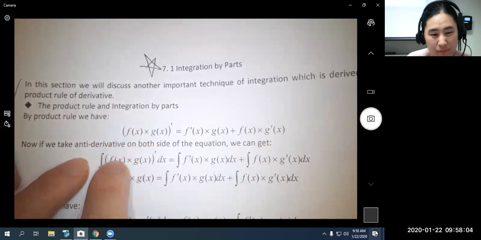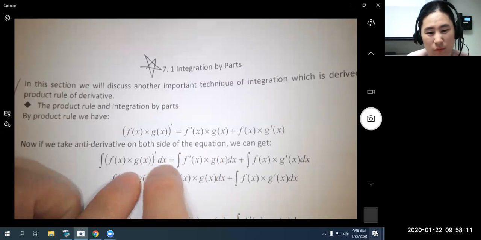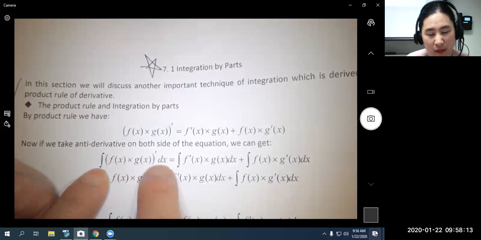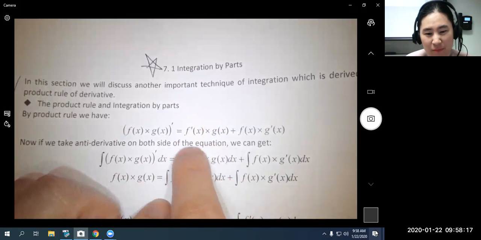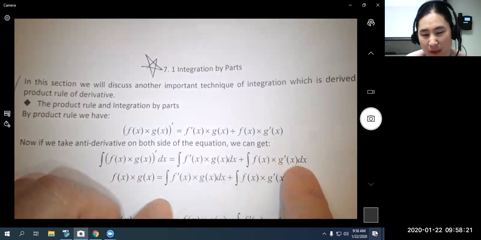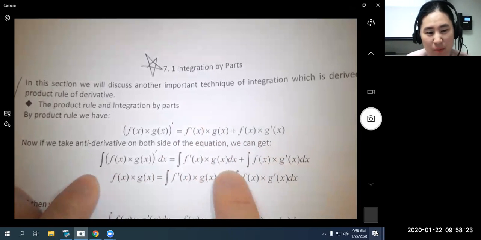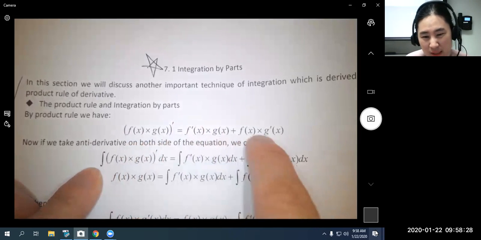On the left-hand side, we'll have the integral of the derivative of f times g, with dx together with the integral symbol. And the right side is going to give us what? The integral of f prime times g dx plus the integral of f times g prime dx. This step is simply taking the antiderivative, or integrating both sides of the previous equation.